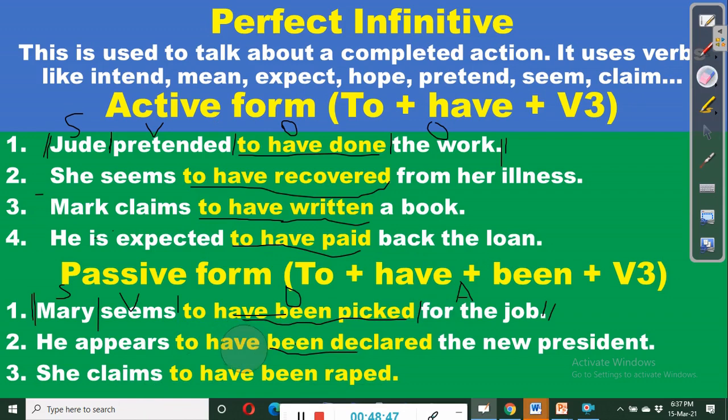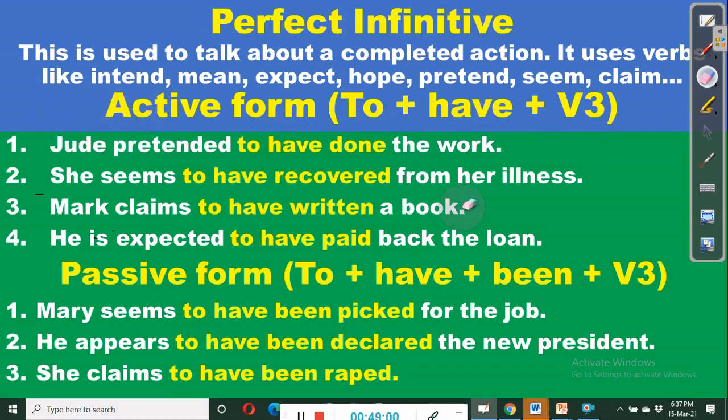Now we are going to look at the last form of the infinitive, which is the perfect continuous infinitive. So let's now go and look at it.